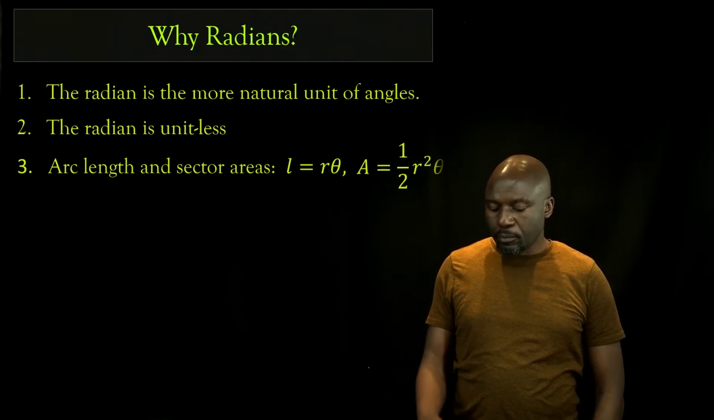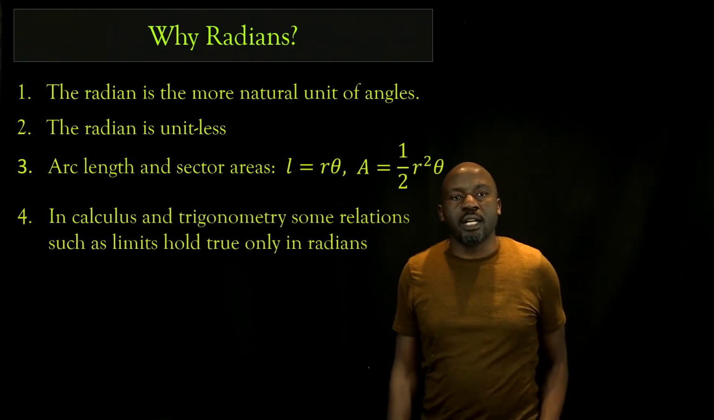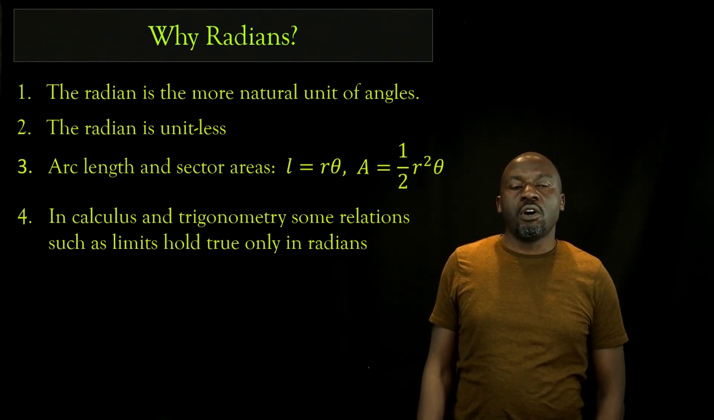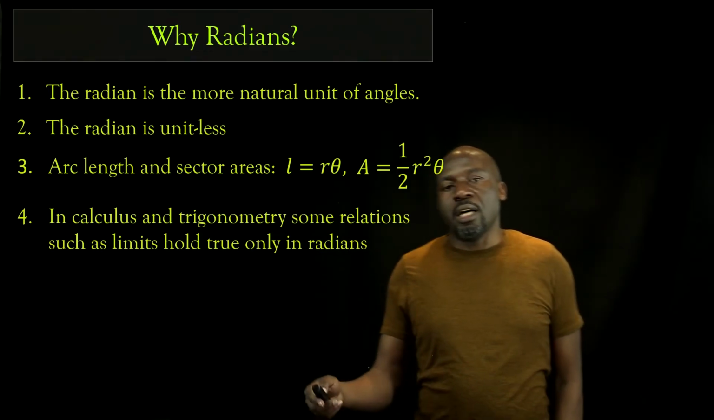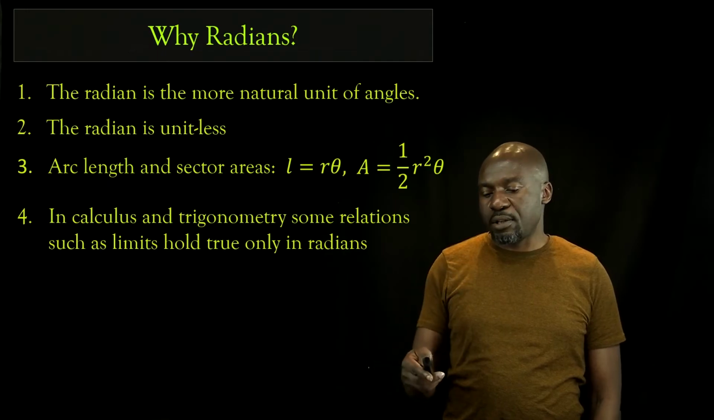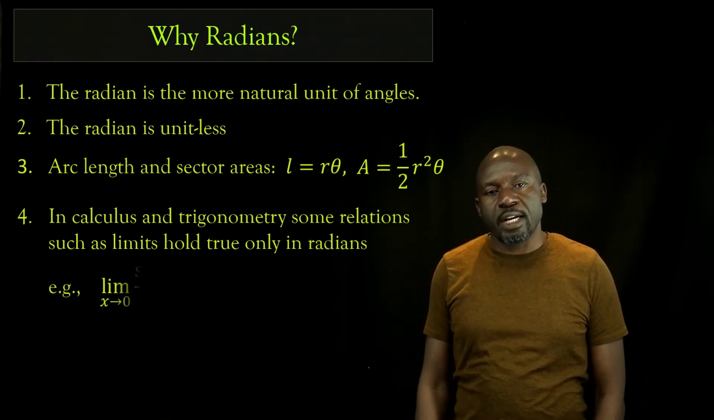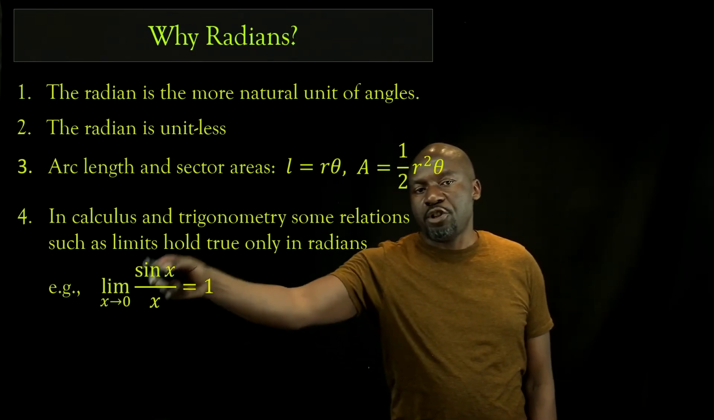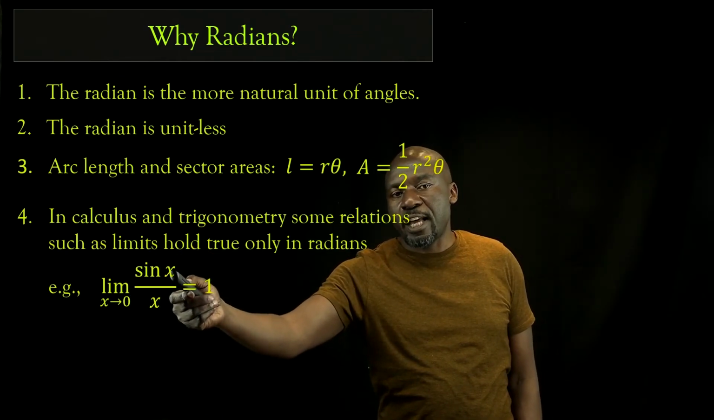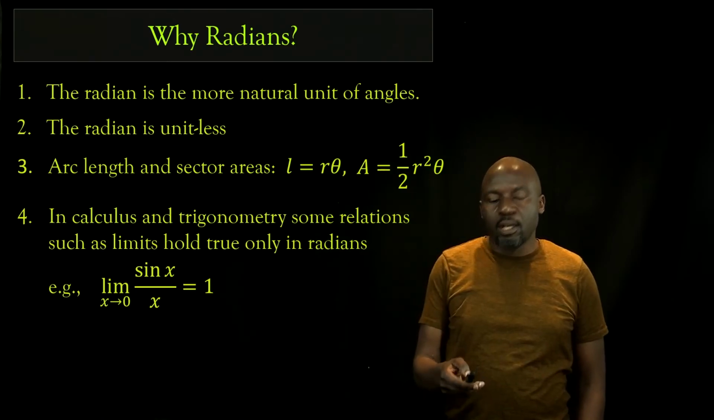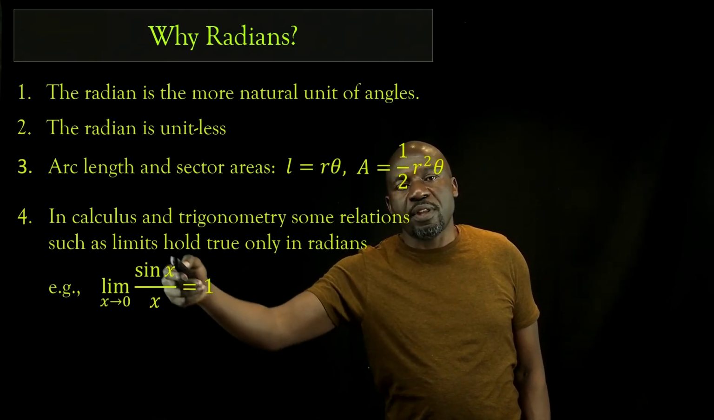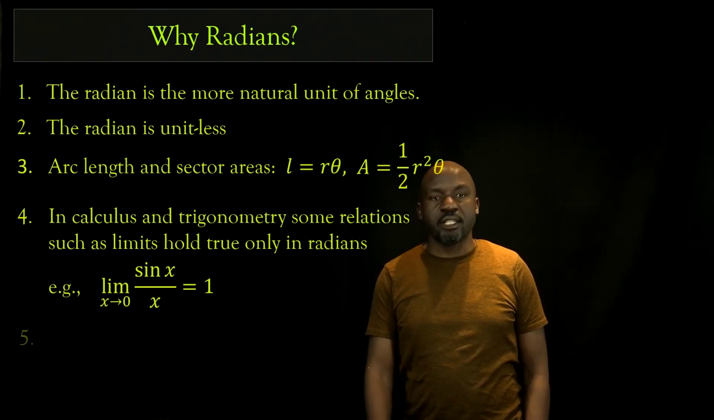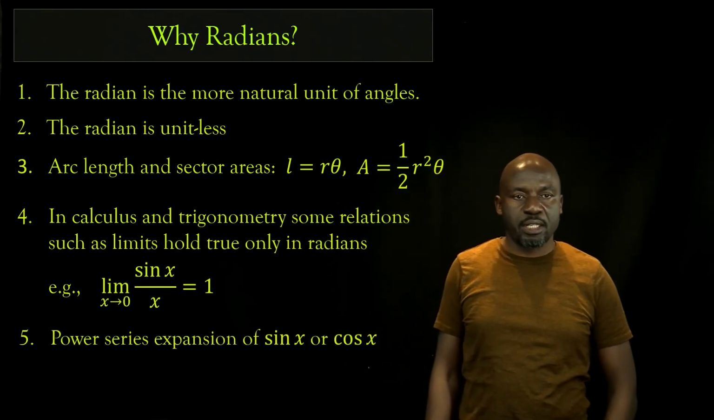A fourth reason is that in calculus and trigonometry, for example, some relations such as the limits hold true only in radians. For example, the limit as x tends to 0 of sine x over x or cos x over x. So when we write, for example, limit as x tends to 0 of sine x over x equals 1, this relationship only holds true if this angle x here is being measured in radians. All right, so these limits, whether it is on sine or cosine or tangent, they hold true when those angles are measured in radians.